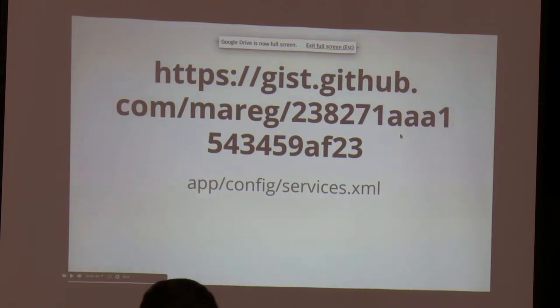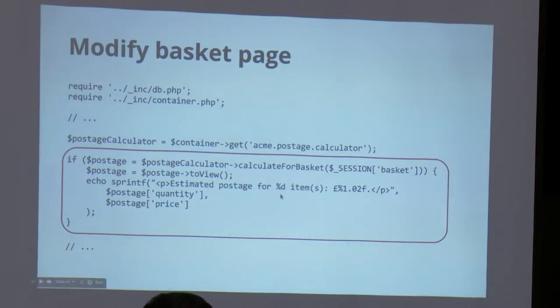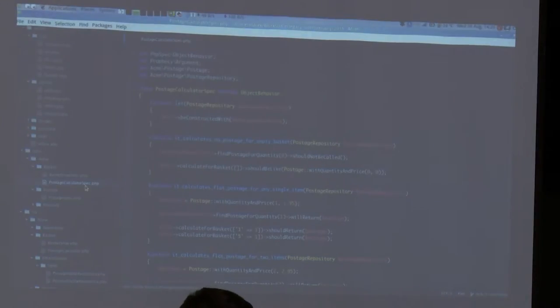So the XML is under this URL. If you want to copy it, find the place where you want to put the postage calculator. Make sure you include container PHP. Yeah, basket is in a public folder.